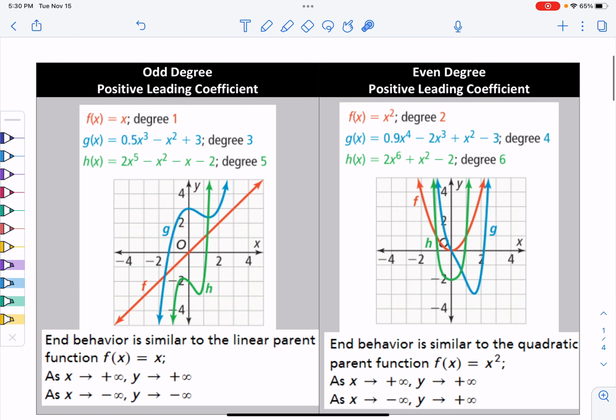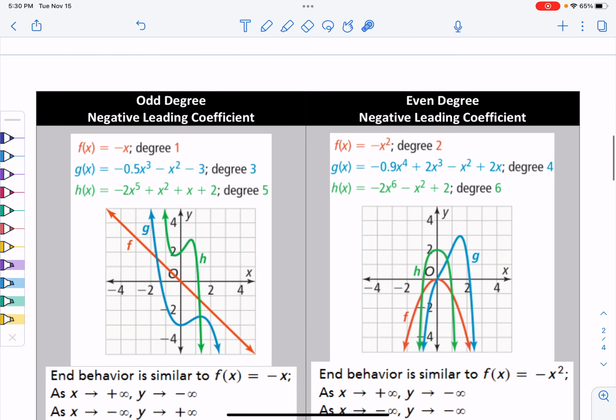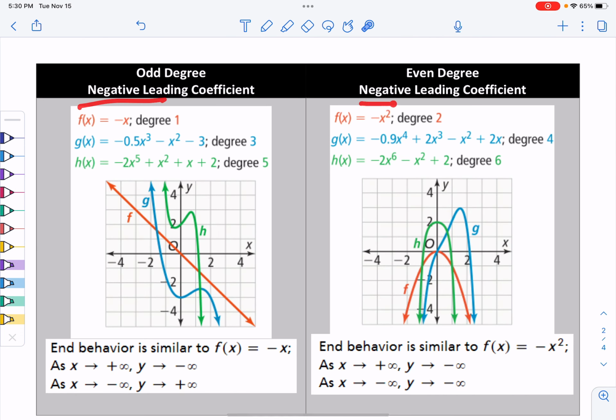As we discussed up here, these are positive leading coefficients. Now, if you look, when we have negative leading coefficients, see how everything is just flipped? Our line is now moving that direction. Our parabola is now facing concave down.